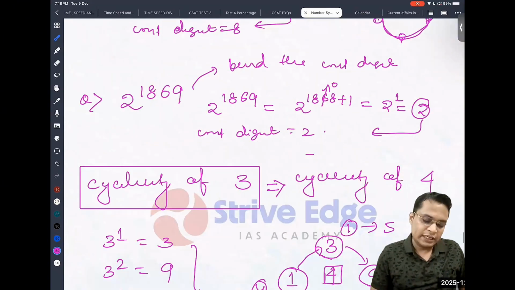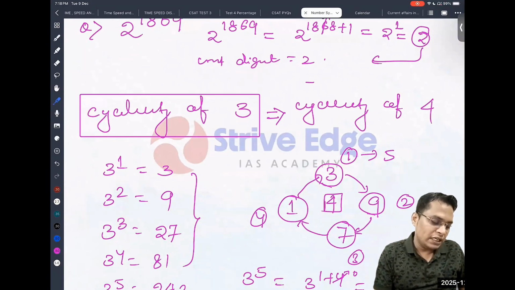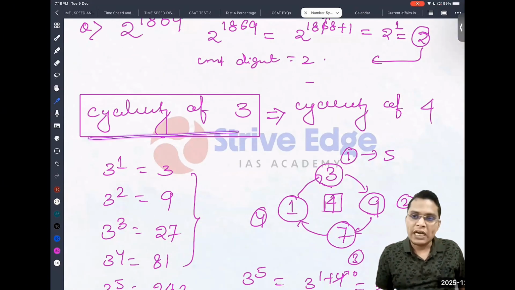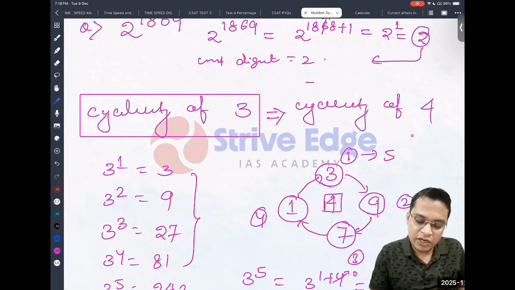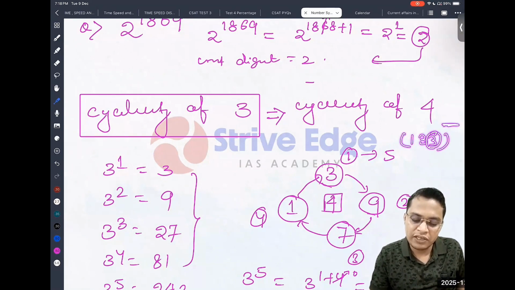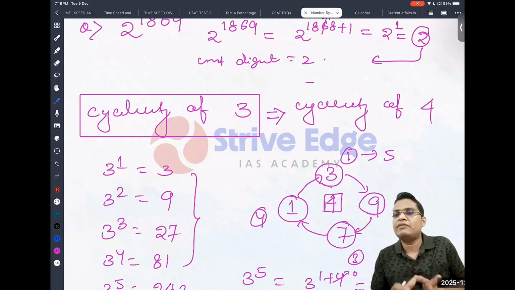Okay, let's go. Next we are going to see the cyclicity of 3. It can be any number, let's say 133, whose unit digit is 3. It can be any power. If it is something to the power 12, that means we have to multiply 3 twelve times.